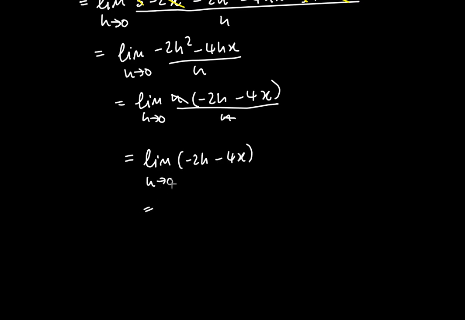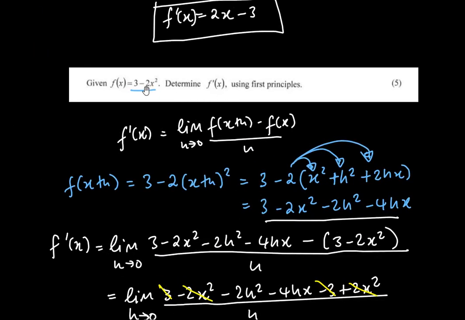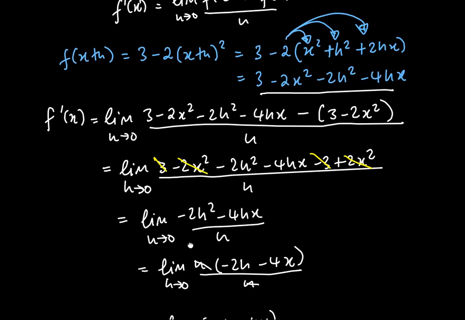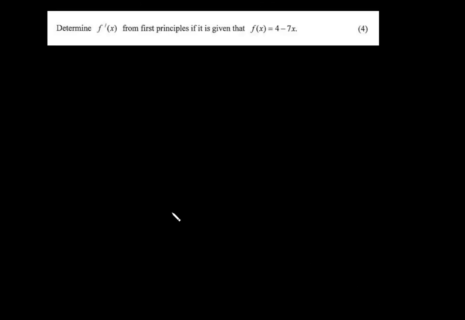So what we can do is just substitute h as 0 because we no longer have a fraction. So we'll have negative 2 times 0 minus 4x. So the answer would be minus 4x. So this would be the derivative of f. And f, what was f? f was 3 minus 2x squared. So the answer would be negative 4x.